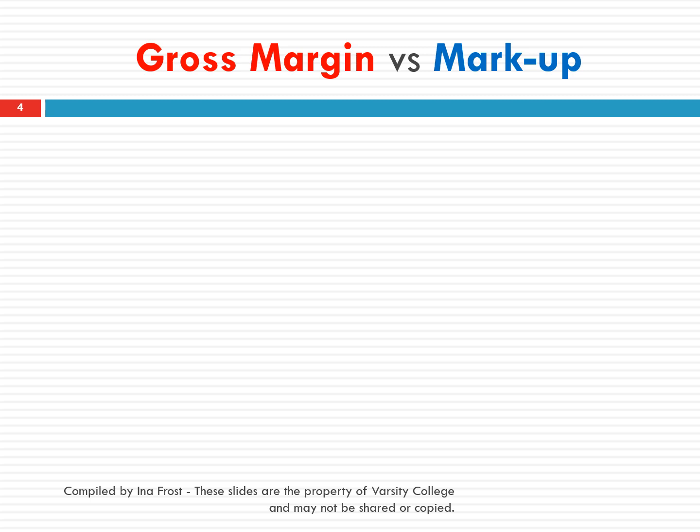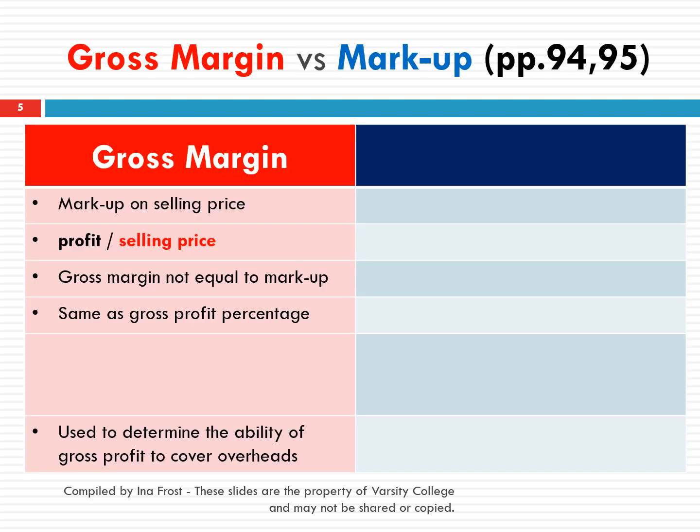So in your textbook, if you look at page 94 and 95, you can open that now and then you can check while I talk about it. They talk about the difference between a gross margin and a markup. The term gross margin refers to your profit expressed as a percentage over your selling price.